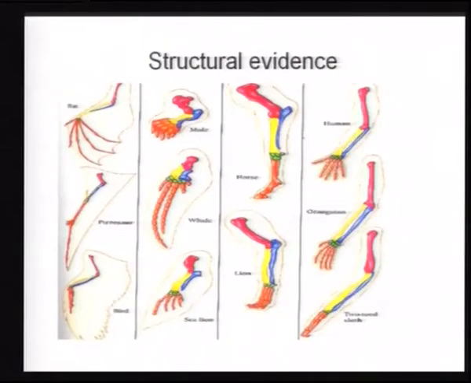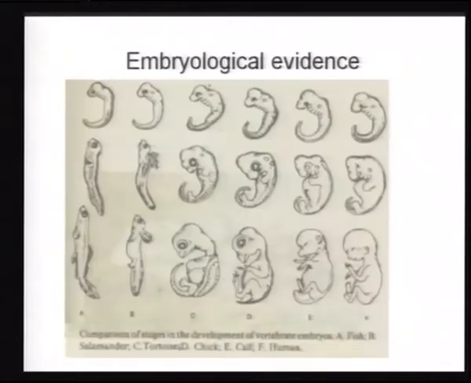There is a basic similarity in the structure of all these various limbs of the vertebrates. This clearly shows that they must have had common ancestors, and that's an evidence for evolution. Now, in this slide, you can see some embryos of different kinds of vertebrates. Look at them. See how similar they are. Again, that's an evidence for evolution to have taken place.